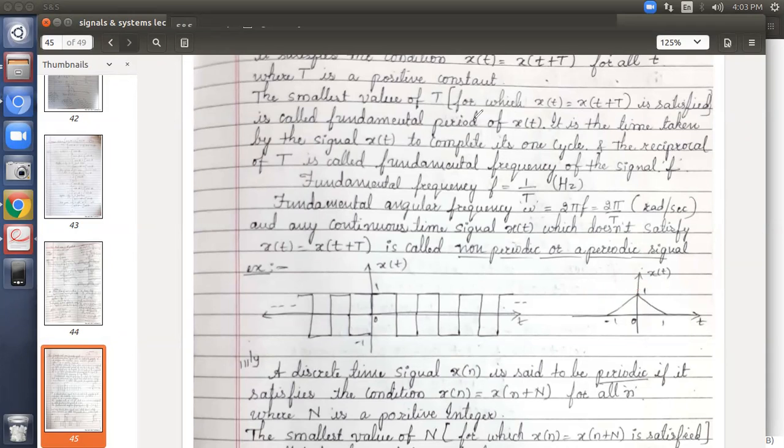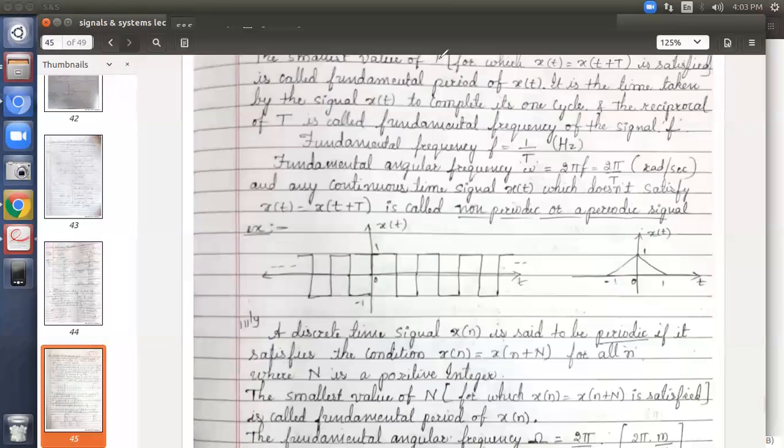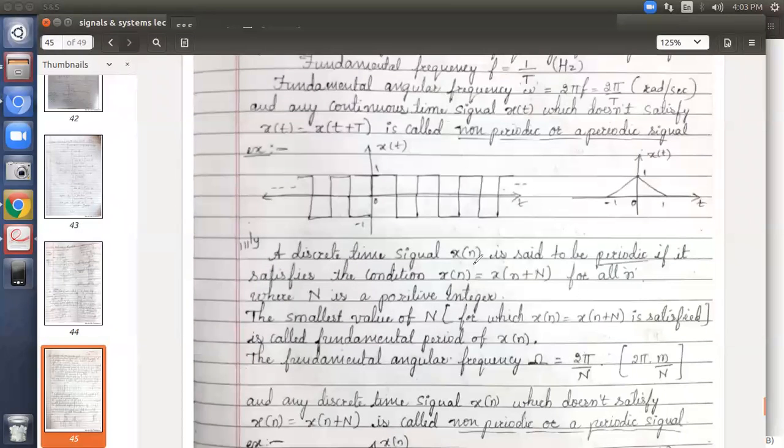The similar kind of explanation can be derived for discrete time. See, for discrete time, a discrete time signal x of n is said to be periodic if it satisfies the condition x of n equals x of n plus capital N. What is this capital N? Capital N stands for the fundamental period. वो वैल्यू जिसके बाद सिग्नल रिपीट होता है, दैट वी कॉल इट फंडामेंटल पीरियड, कैपिटल N फॉर डिस्क्रीट सिग्नल.